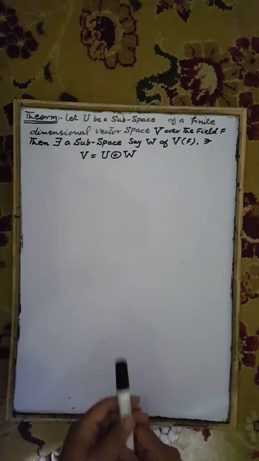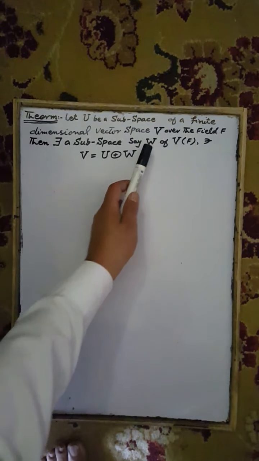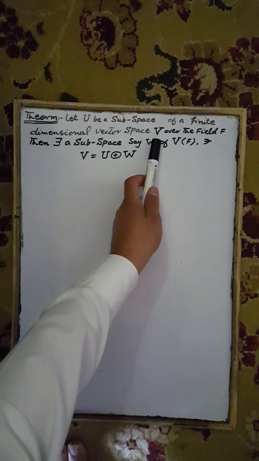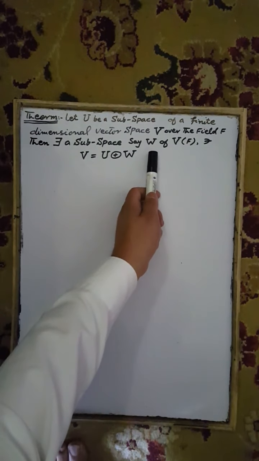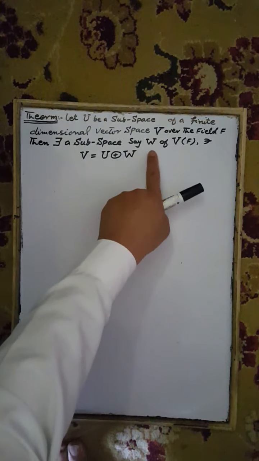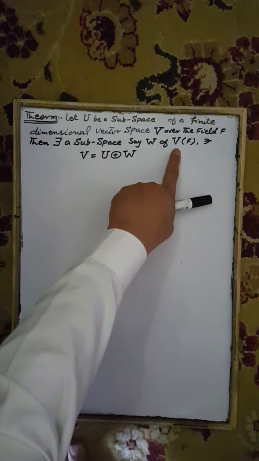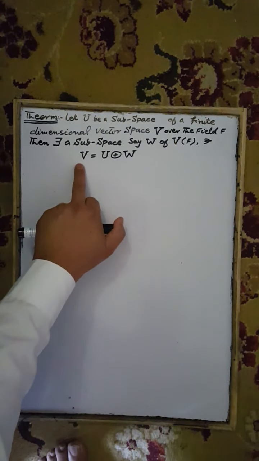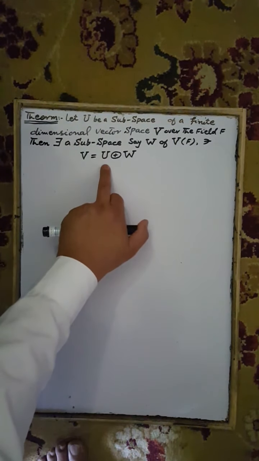Bismillahirrahmanirrahim. Now our next theorem: let U be a subspace of a finite dimensional vector space V over the field F. Then there exists another subspace W of the vector space V over the field F, such that the vector space V over the field F is the direct sum of the subspaces U and W.